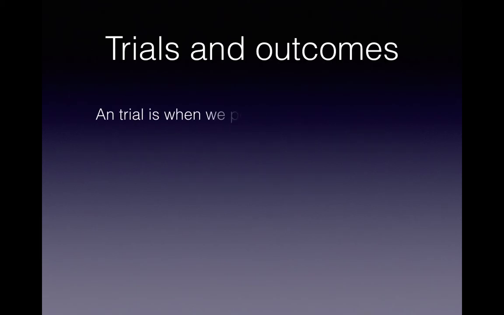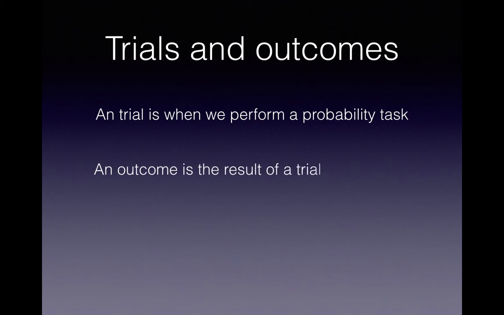So first off, a trial is when we perform a probability task. So a trial would be when you flip a coin, when you throw a die, when you spin a spinner, something like that. And then the outcomes are what happens as a result of that. So you flip your coin, your outcome would be a head or a tail. You throw your die, the outcome would be you get a 2 on the die facing up, or you might get a 5 on the die facing up. Or you're taking a card at random from a deck even, and the outcome of the trial might be you pick out the ace of spades, something like that.